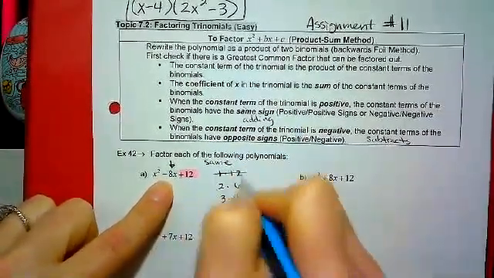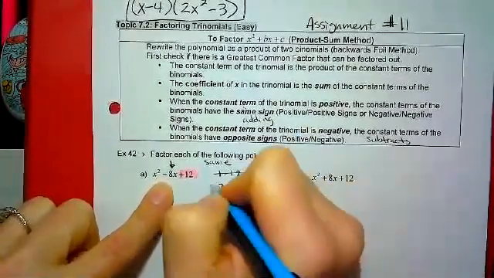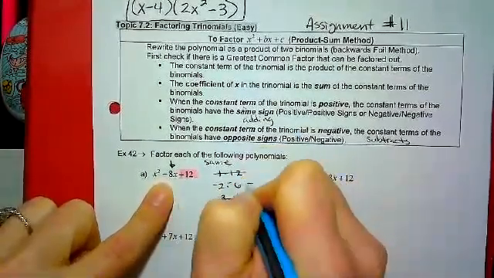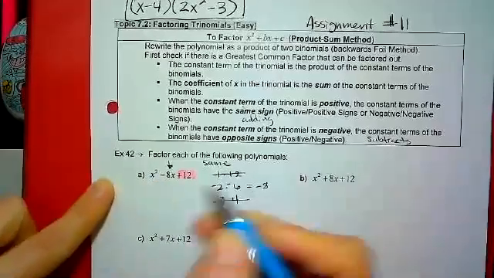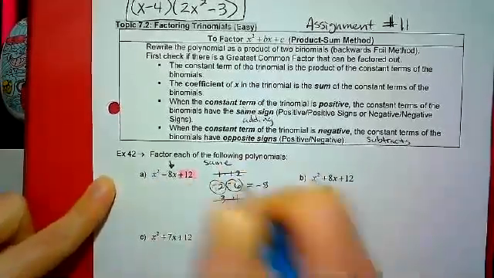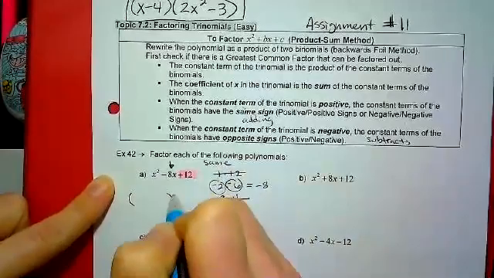Which we could, if we chose the 2 and the 6 pair. If this was a negative 2 and a negative 6, that would make negative 8. So these are the pairs we're going to use in our parentheses. So again, remember, we're doing the backwards of FOIL.